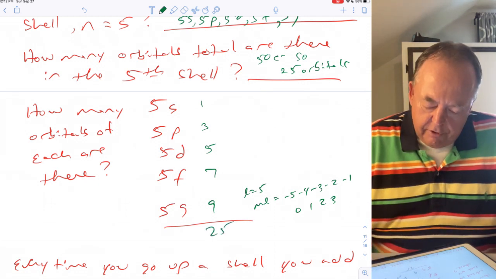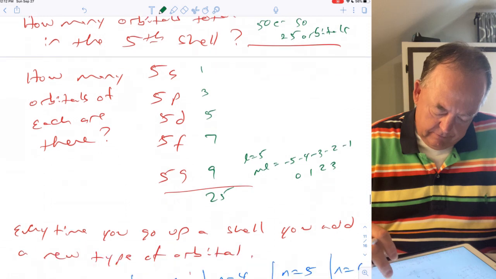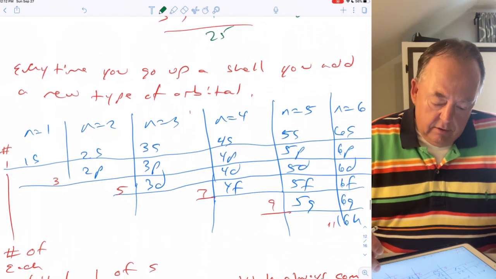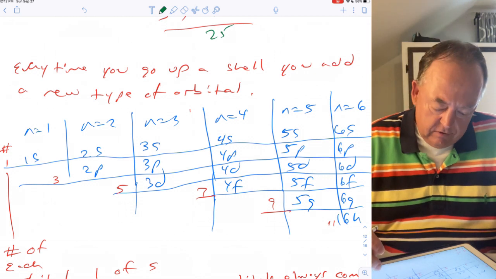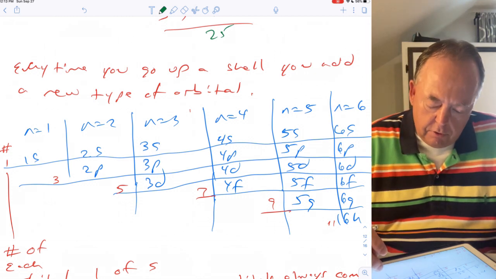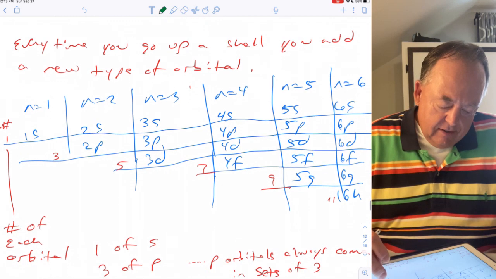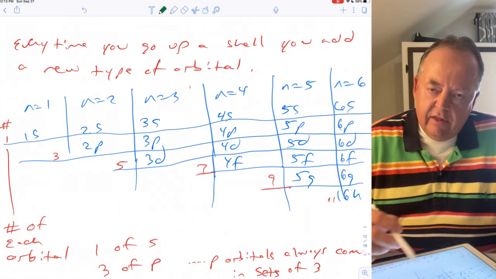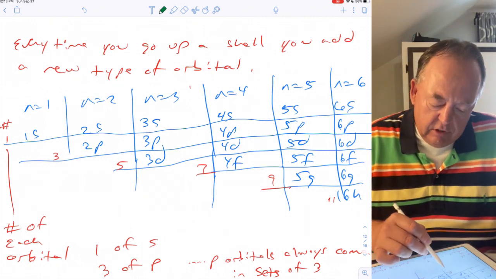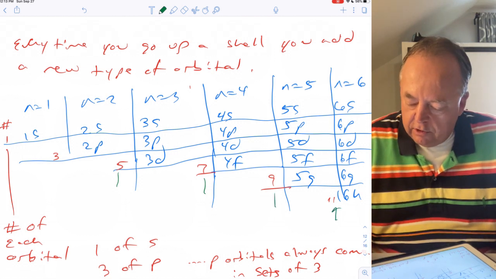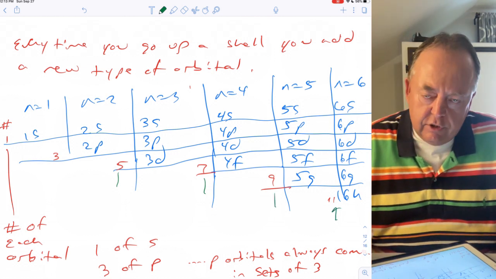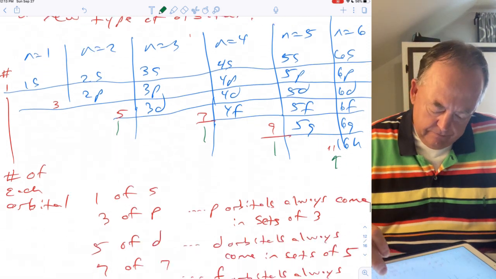And if you add that up, you get 25. Okay, so again, every time you go up a shell, you add a new kind of orbital. So we looked at s orbitals, p orbitals, we looked at d orbitals. There's always only one of the s, there's always 3 of the p's, there's always 5 of the d's, there's always 7 of the f's, there's always 9 g's. So if we went to h orbitals, there would be 11 of them, right?